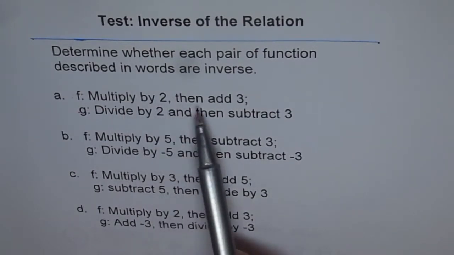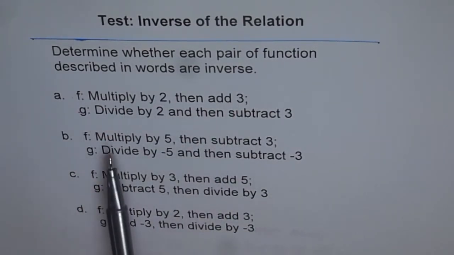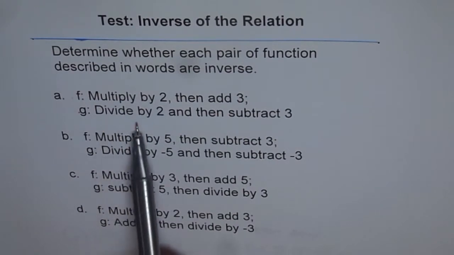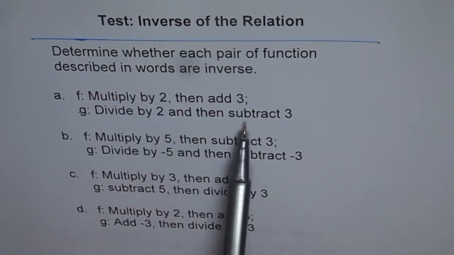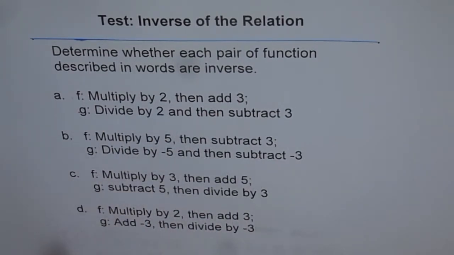Multiply by 2, then add 3. This is your function, and if you write it like this, divide by 2 and then subtract 3, will that make it an inverse or not? This is what you need to answer: true or false.